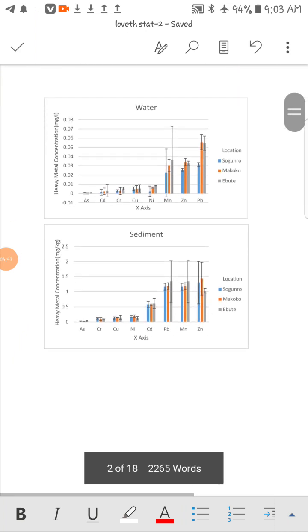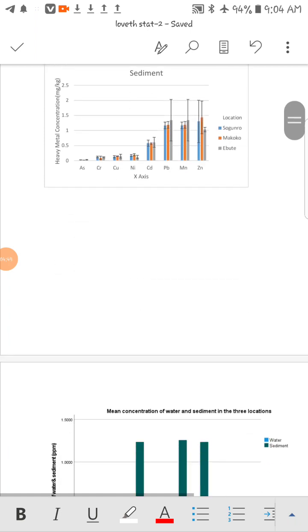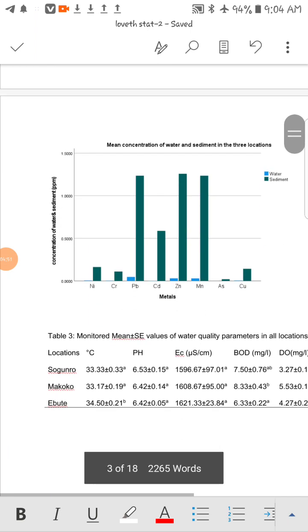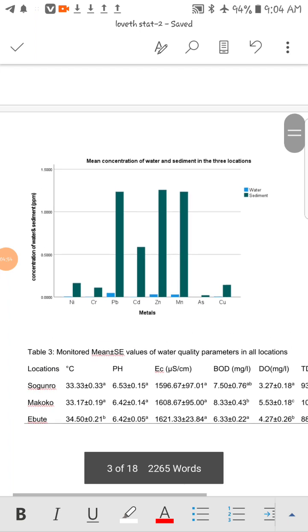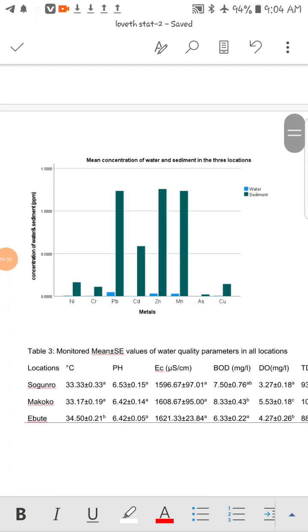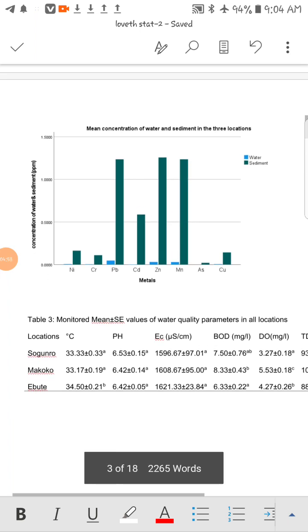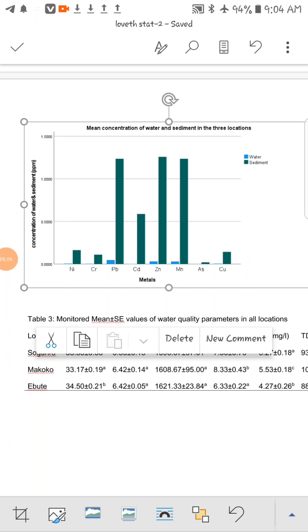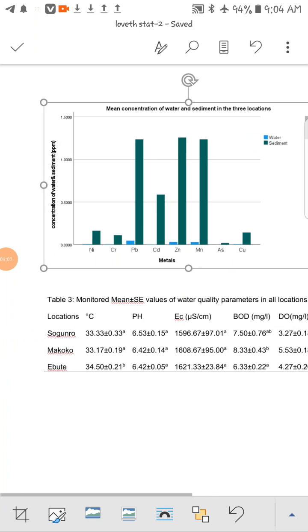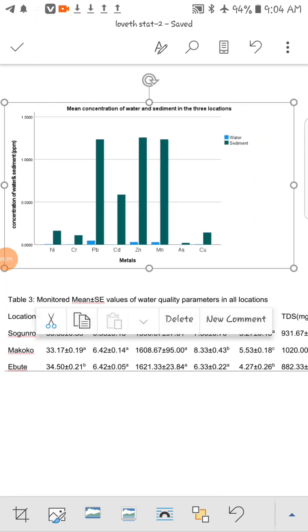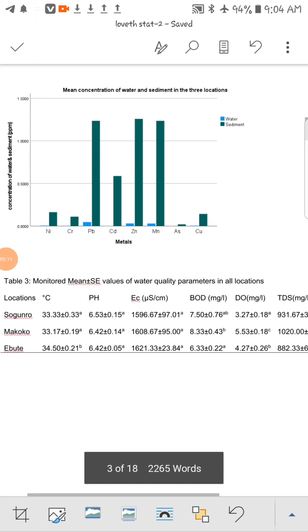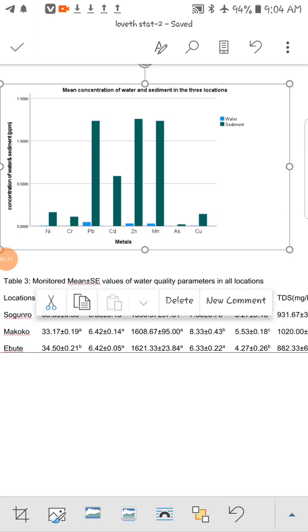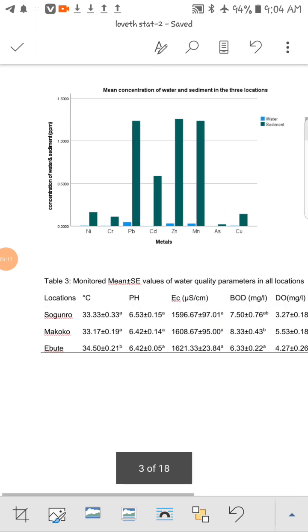So this is the graph for the water, graph for the sediment. Then I can put this graph for the concentrations of water and sediment. This one I'm using to show you is different from the one I gave you actually. This one has the whole details and the information of everything. So now these are the water parameters, monitored mean and standard error values of water quality parameters in all locations.